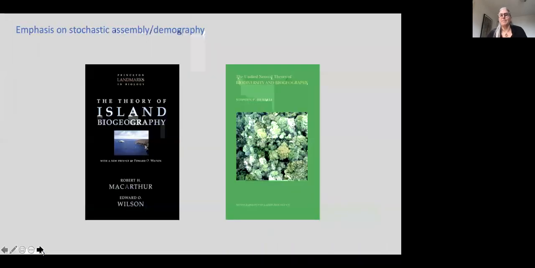And when we talk about diversity in ecology, we almost have two large camps. One emphasizes the sort of Gleasonian view that Stefano told you about, which emphasizes stochastic assembly and demography, the birth-death processes of extinction and immigration. And of course, we have there the neutral theory of Steve Hubbell.